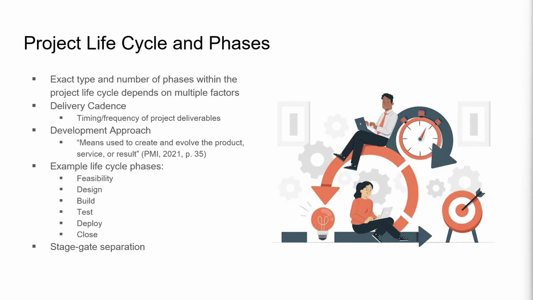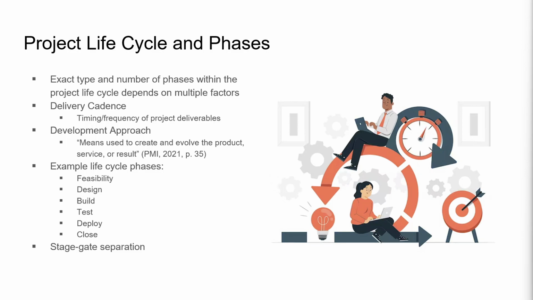The exact type and number of phases within a project lifecycle depends on multiple factors, but the 2 most important components are the delivery cadence and the development approach. Delivery cadence is simply defined as the timing or frequency of project deliverables, while the development approach is defined by the Project Management Institute as the means to create and evolve the product, service, or result.